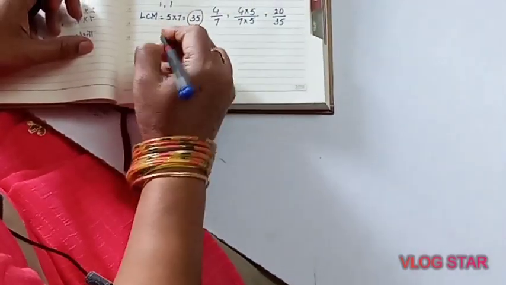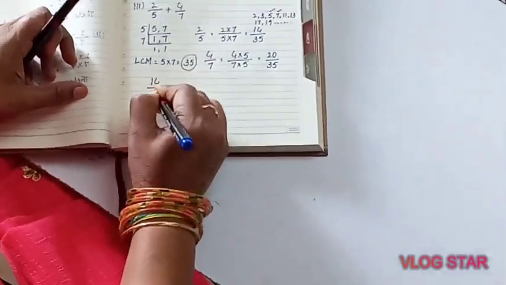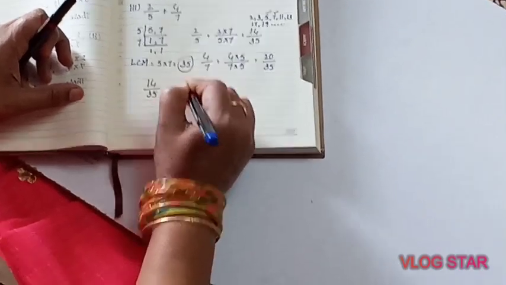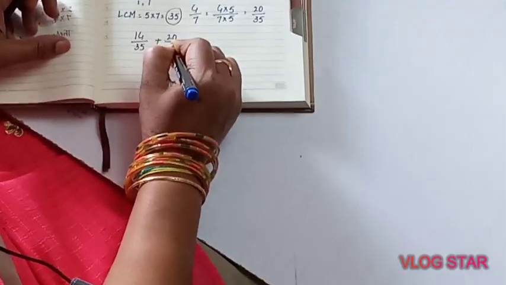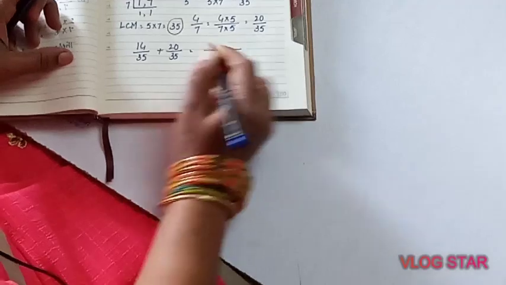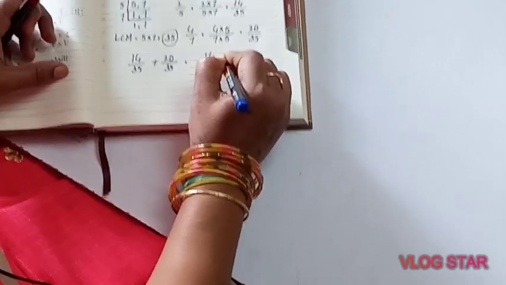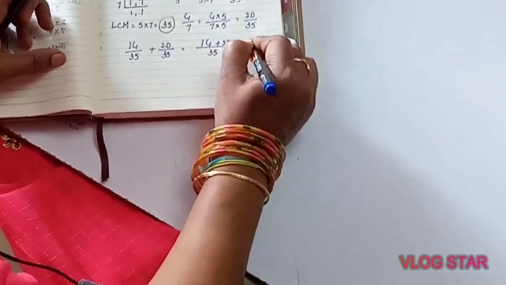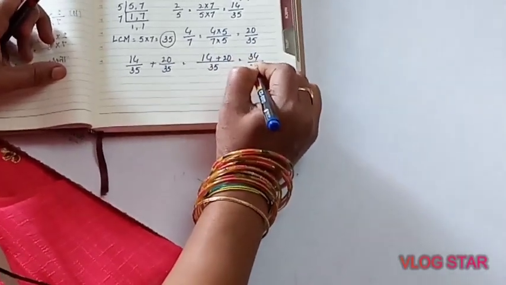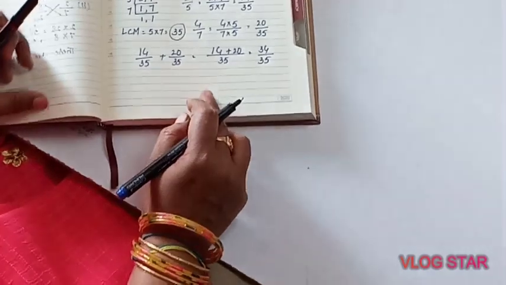Now put together these two fractions, 14 by 35 plus 20 by 35. Now as usual, these became like fractions. You can go on with your addition. 14 plus 20 is equal to 34 by 35, which is the final result.